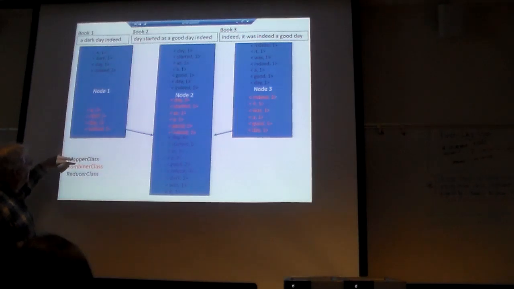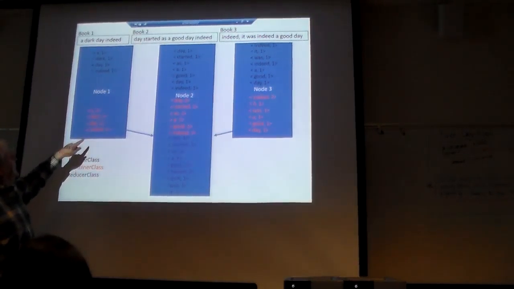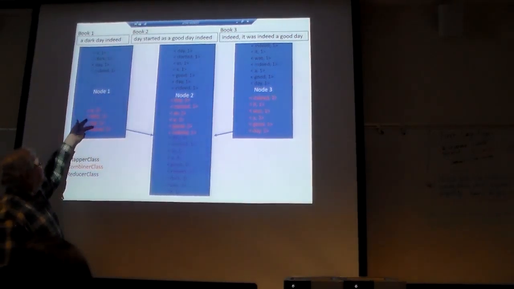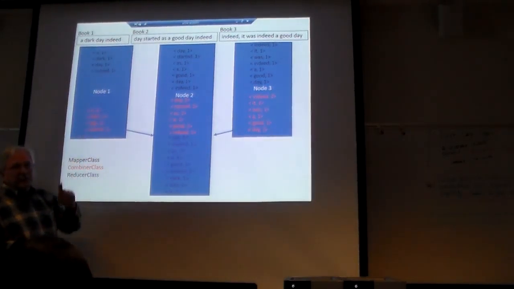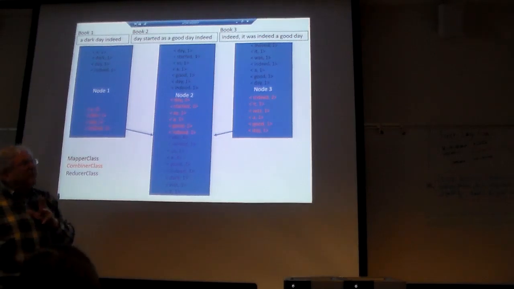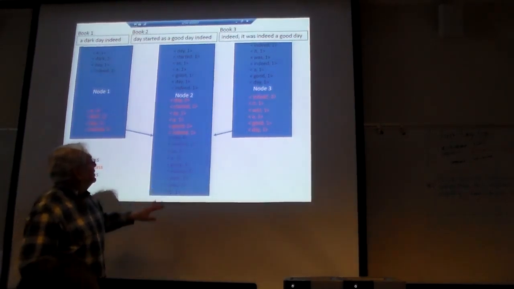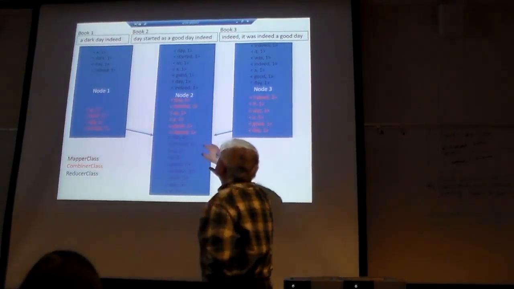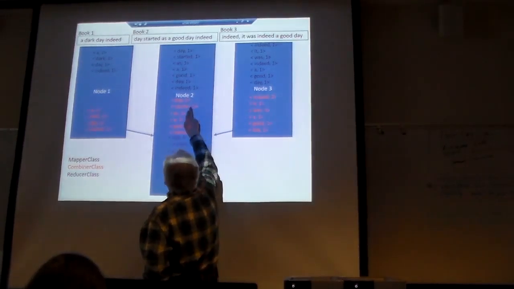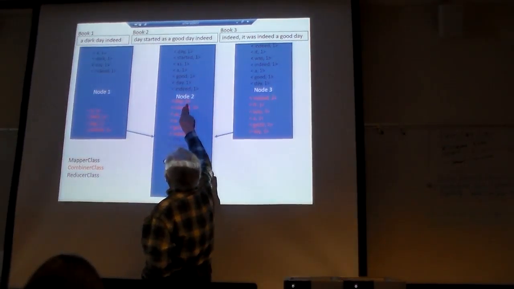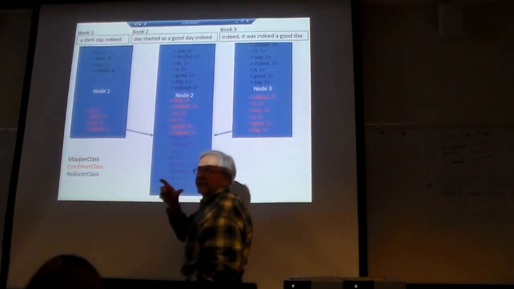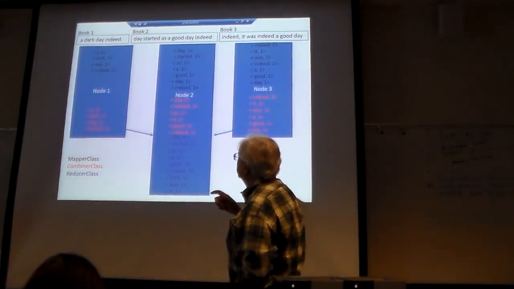when it moves on to the combiner class, it's going to go through and look for any that are the same, and if the same thing appeared twice, it would combine them and change the number to a 2. That would be the combining phase. And I think I made up an example here where that happens. So this one says, day started as a good day indeed, and notice that day showed up twice. So the original mapper counted that one twice and created that key value pair as a 2.